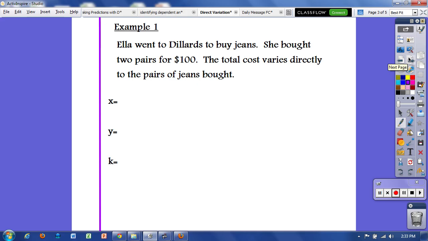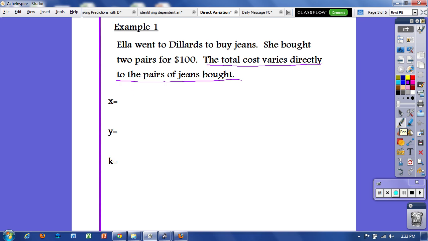So Ella goes to Dillard's to buy jeans. She bought two pairs for $100. The total cost varies directly to the pairs of jeans she bought. And so first I need to determine what my independent and dependent variables are. Alright, so I'm looking at this, and total cost varies directly to the pairs of jeans bought. That sentence should steer you in a direction of understanding which one is independent and dependent. If the total cost varies directly to the pairs of jeans, that means that the total cost is dependent on the number of jeans that she buys.